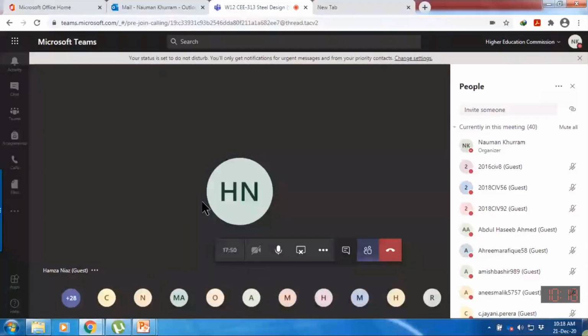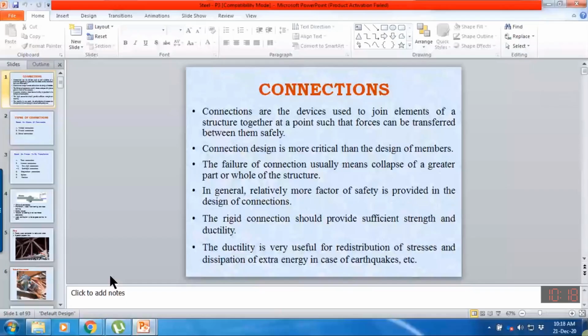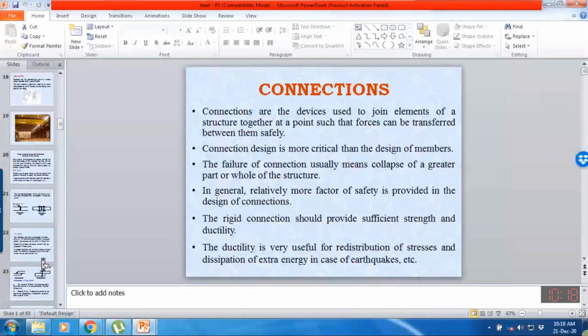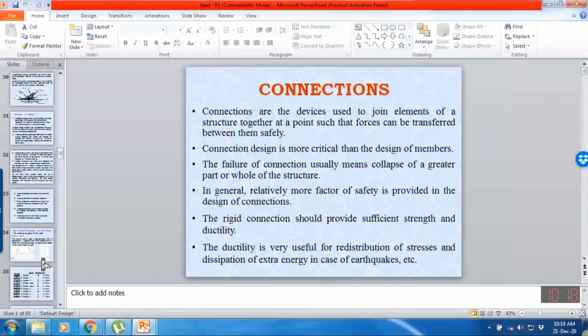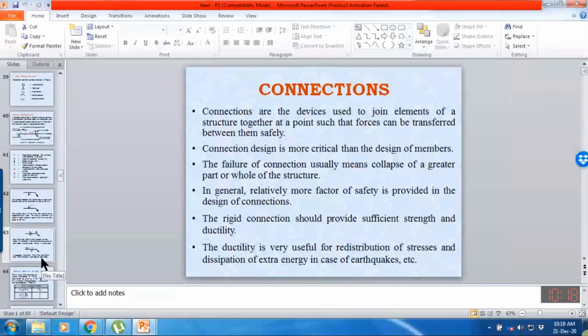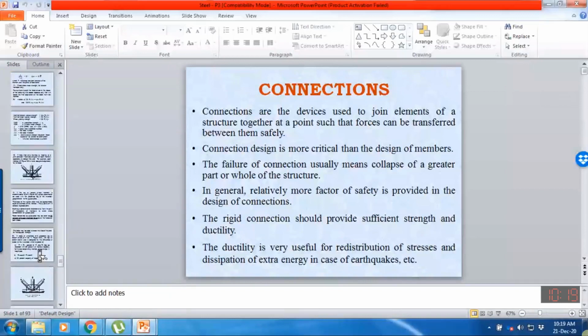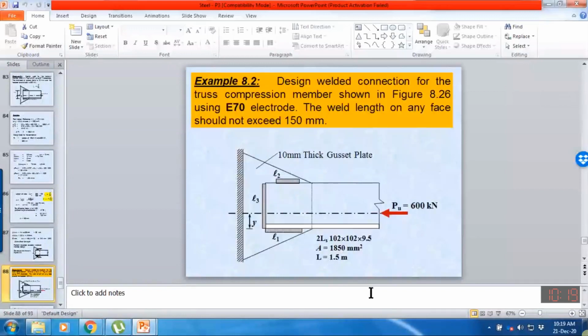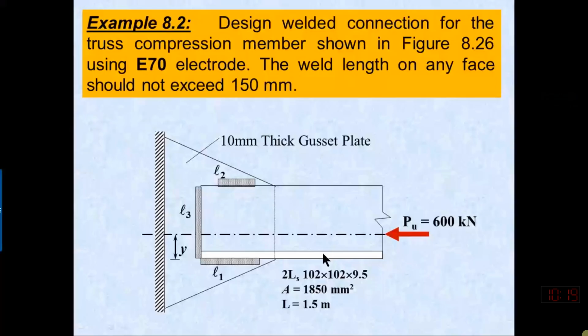Okay, now let me start today's lecture. So we were discussing the design of the welded connection. So last time we discussed the example for the connection design of a tension member or a stress reversal member where the tensile forces are more. Now we are going to discuss another example where we need to design the weld for a compression member or a stress reversal member where the compressive forces are larger than the tensile force.